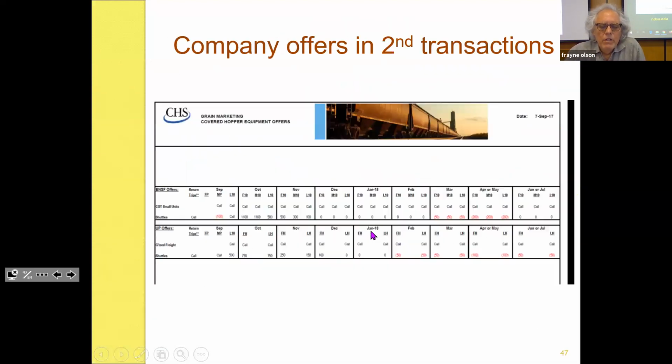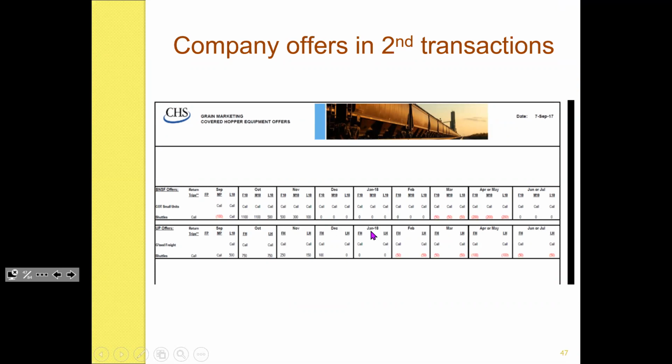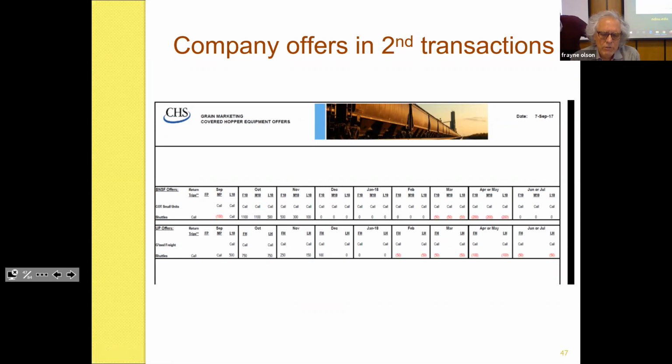All right. So this is what CHS does. They don't do it now. I think they've changed the way they're doing this. But CHS and the other companies, ADM, Gavilon, Bunge, would take positions in the primary market, and they would offer to their suppliers secondary cars.